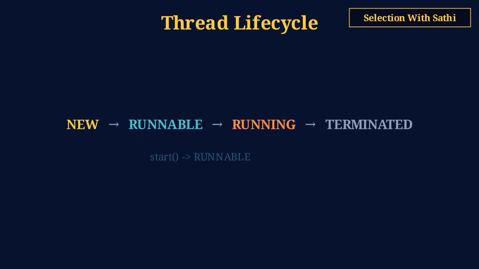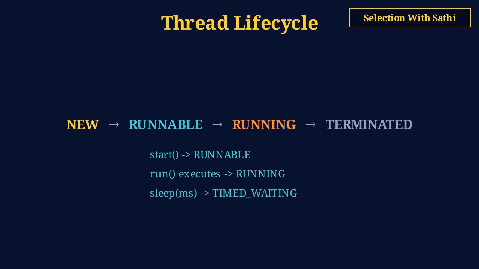The preferred way is implementing the Runnable interface. Override run, then pass your Runnable to a Thread constructor. This lets your class extend another class if needed. With Java 8 lambdas, you can use new Thread lambda start, even shorter.